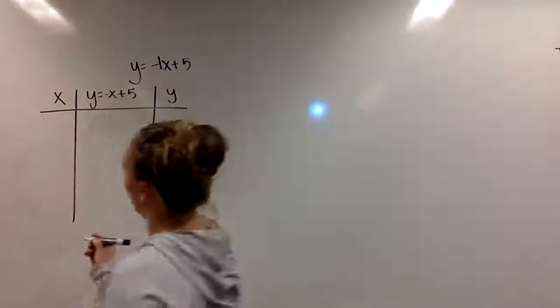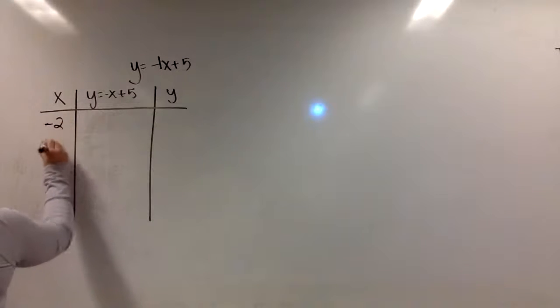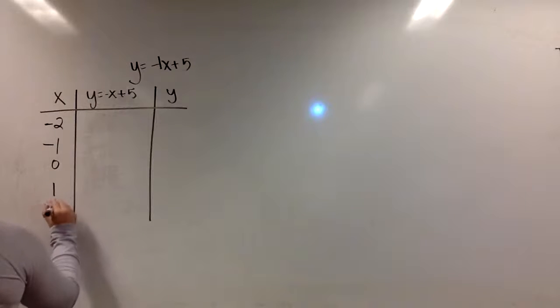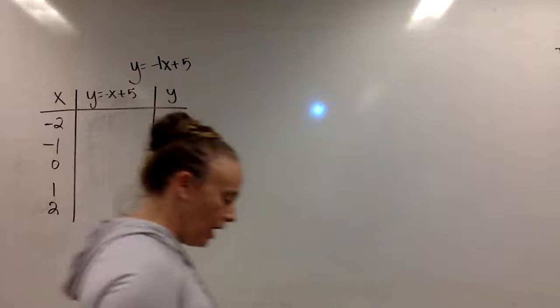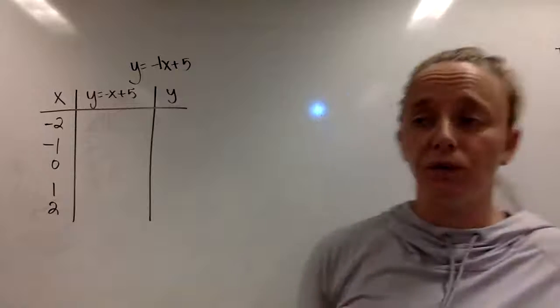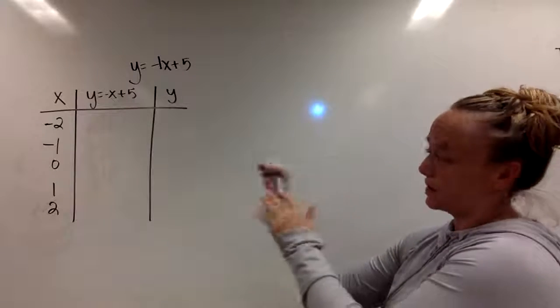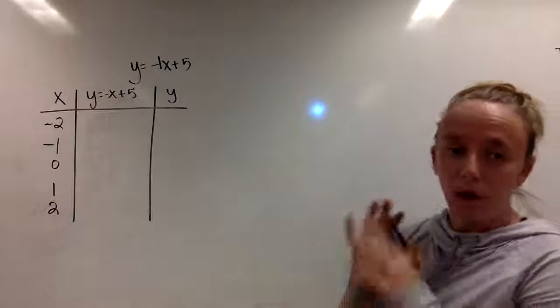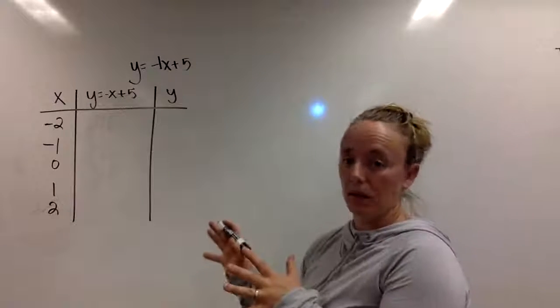So just like before, I'm going to put the same 5 numbers on there that I used last time. Negative 2, negative 1, 0, 1, 2. I can see negatives, I can see 0, and I can see positives. And I can see how this graph of this line reacts to those various numbers.